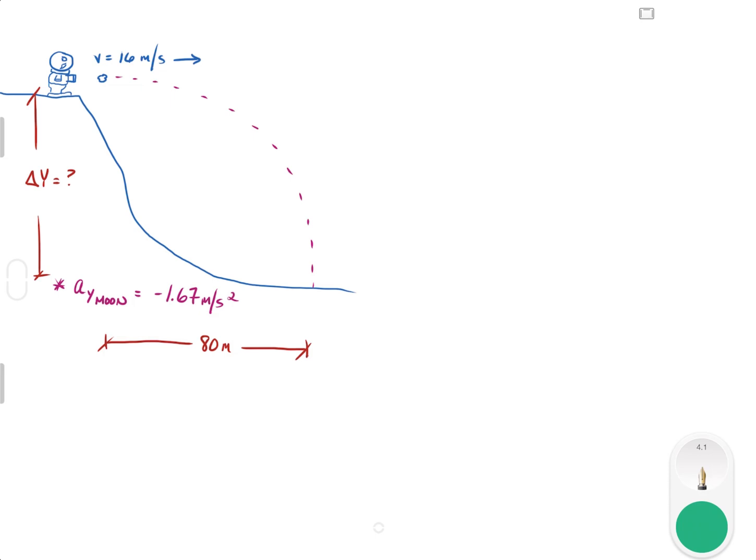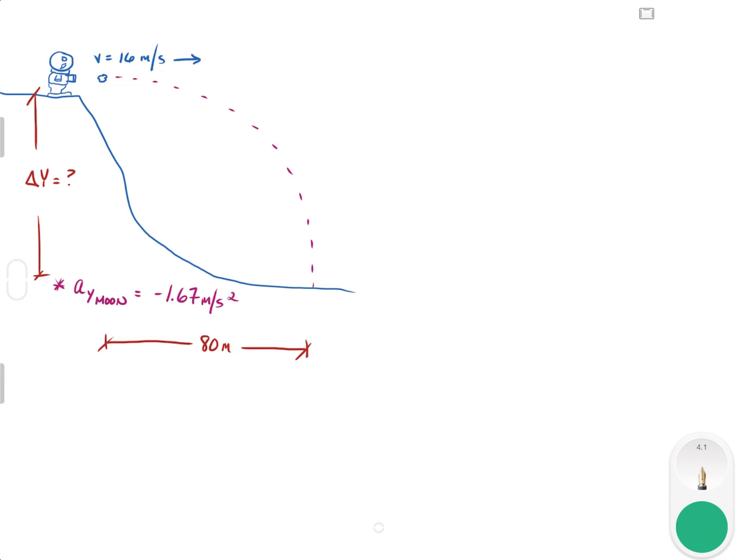All right, so this astronaut is on the moon. He decides to throw a lunar rock into some crater, and he's going to try and figure out how tall this crater is. This is not the most scientific method. But if he throws it and has a general idea of how fast he threw it and can estimate how far it went, he can get a pretty good estimate of how high this is. So he's going to throw it at 16 meters per second.